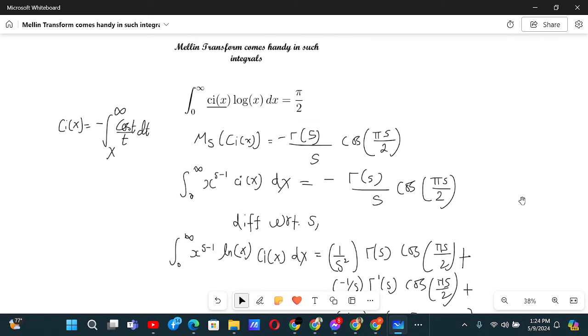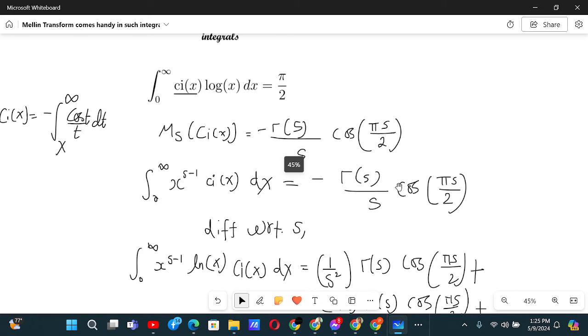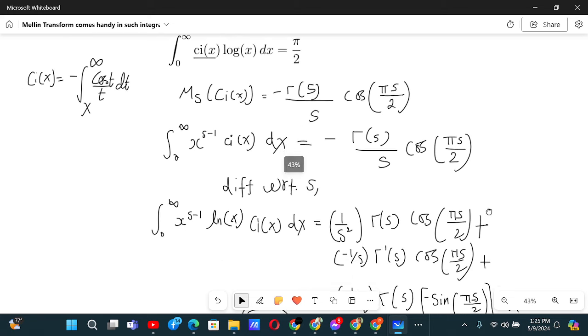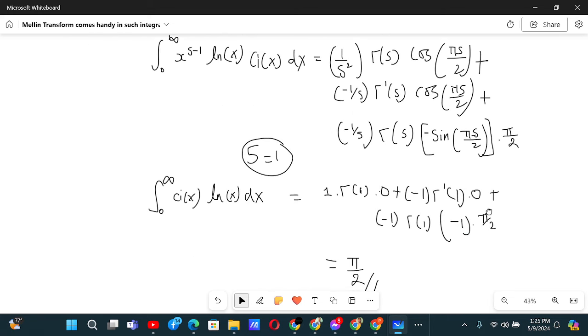Let's see. Yeah, that's the answer. So it was easy because we knew the Mellin transform: we just use the Mellin transform integral and then differentiate it with respect to s. We get the log function, then substitute s as 1, and that gives us the answer.